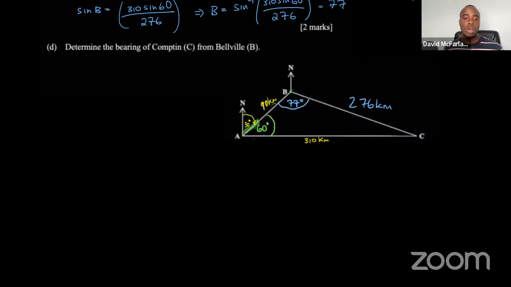Now, what do we want? We want to find the bearing of Compton from Belleville. So what is that? What's the bearing of Compton from Belleville? When we say it's from Belleville, that means we're starting at Belleville. So we go to Belleville, clockwise from the north, all the way to Compton. So when we do that, we realize that it is this angle. So this is the bearing of Compton from Belleville.